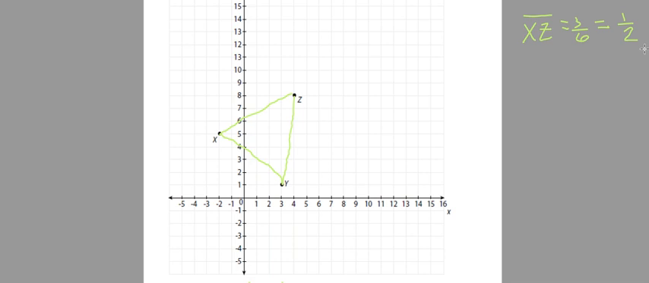So the next thing that I am going to do is find the slope of YZ. So from this point, I go up 1, because remember, you always start with the point on the left. So I go up 1, 2, 3, 4, 5, 6, 7, over 1. So that's a slope of 7 over 1. So YZ has a slope of 7.